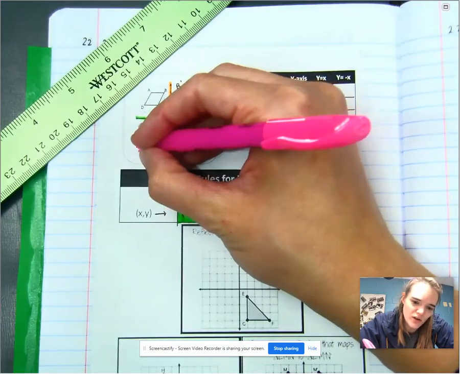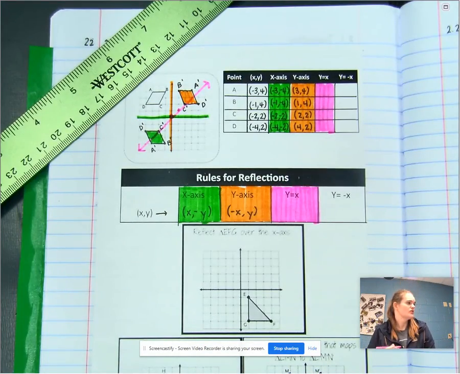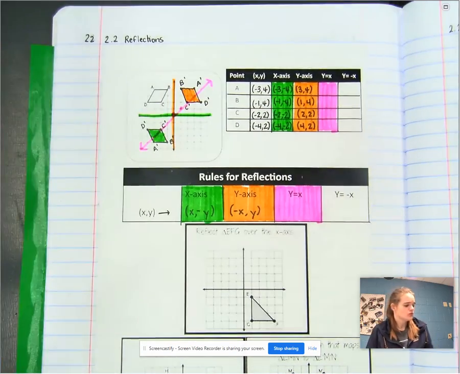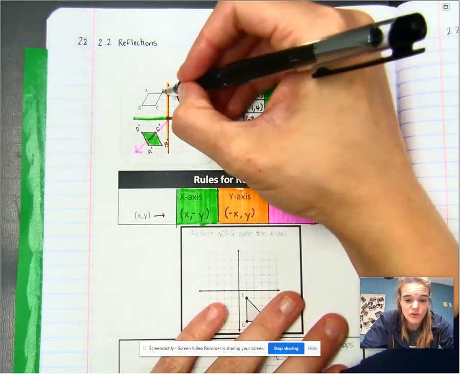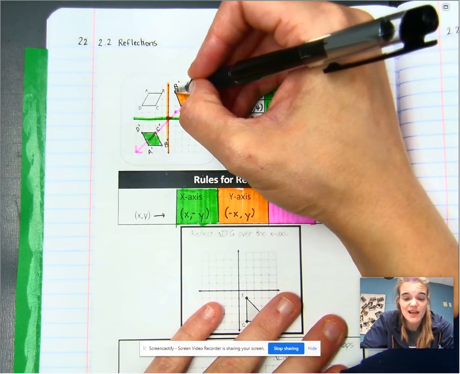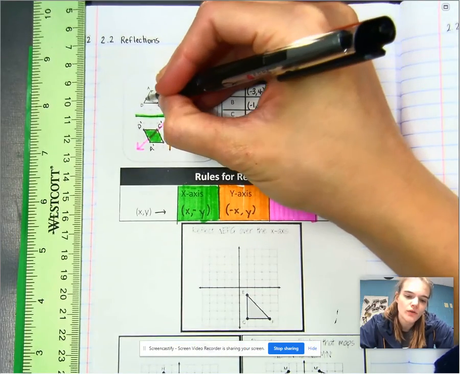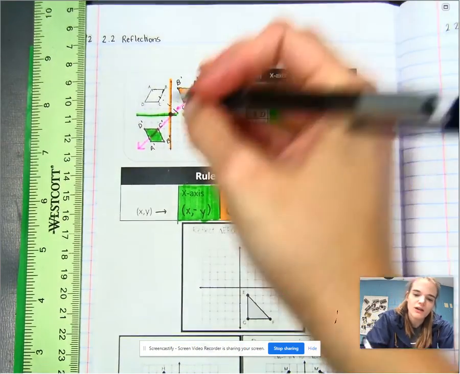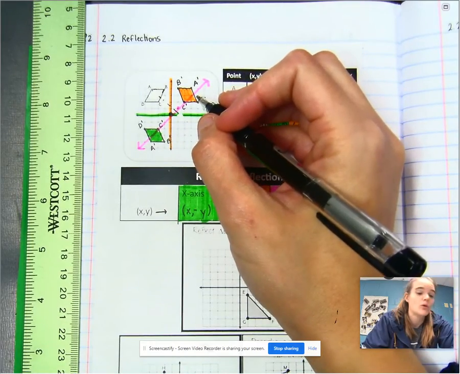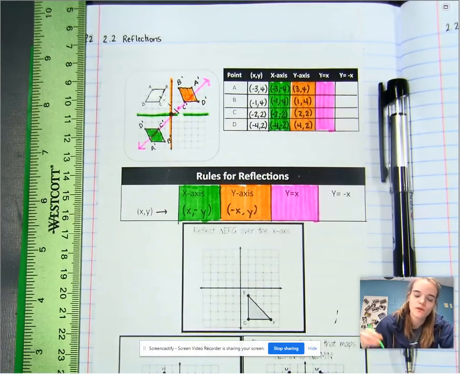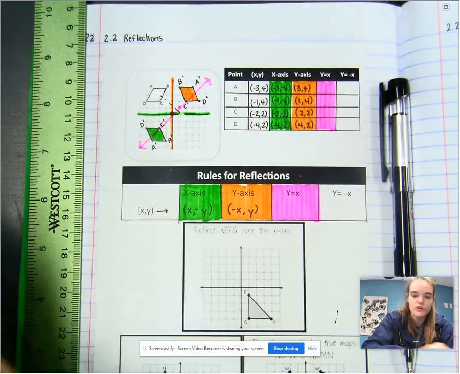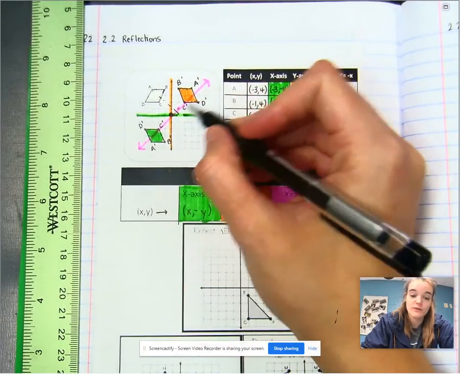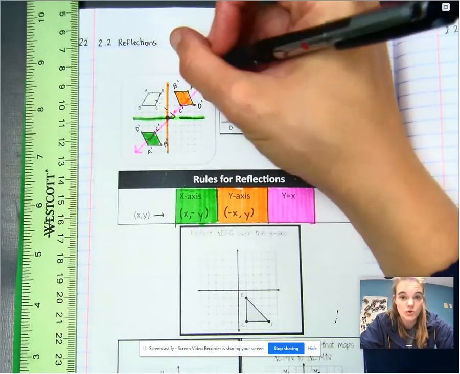We are going to reflect across it. Reflecting across a line, y equals x, is more difficult than reflecting across an axis, because you're not just going straight across now. We're going to have to count. In order to reflect across the line y equals x, what we are going to need to do is count to the line y equals x, like we did with the x and y axis, but it is more difficult.